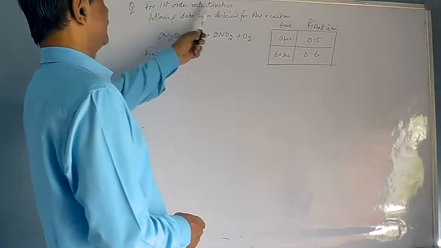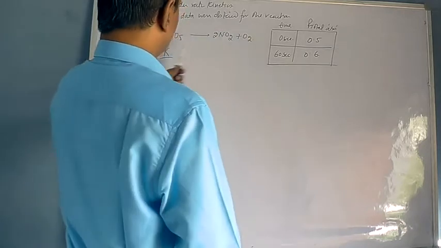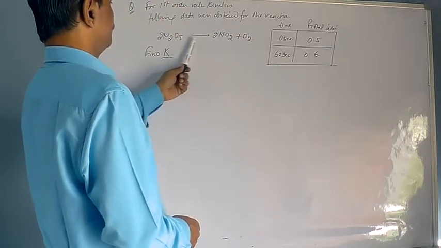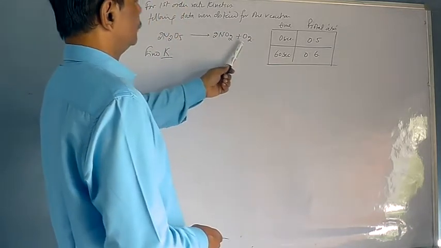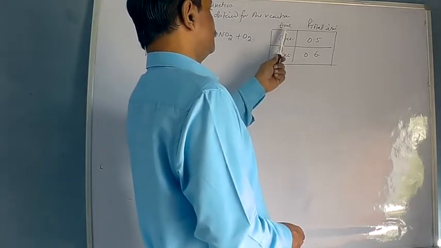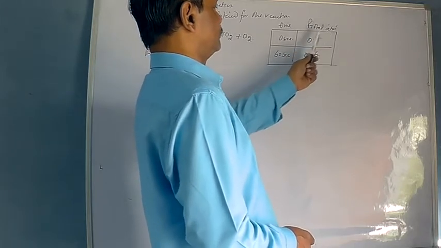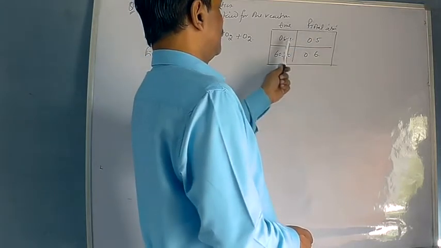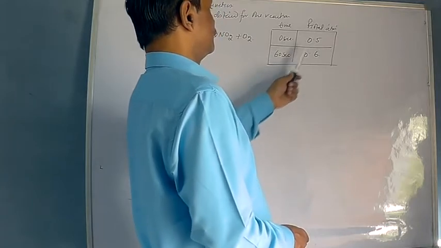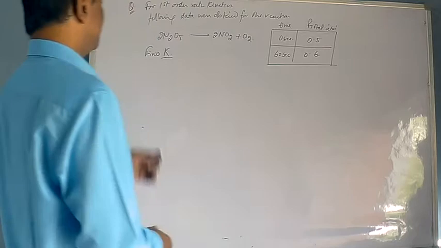For first order rate kinetics, the following data were obtained for the reaction. The reaction is 2N2O5 giving 2NO2 plus O2, and this data has been given to us: at time 0 seconds, the total pressure observed was 0.5 atm, and after 60 seconds, the total pressure observed was 0.6 atm. So find K.